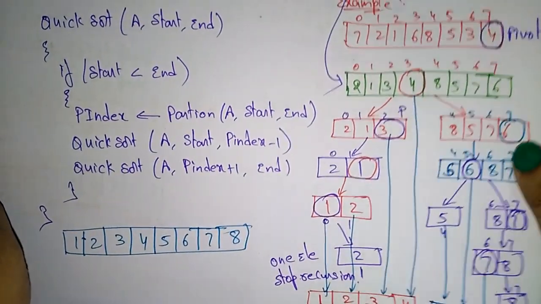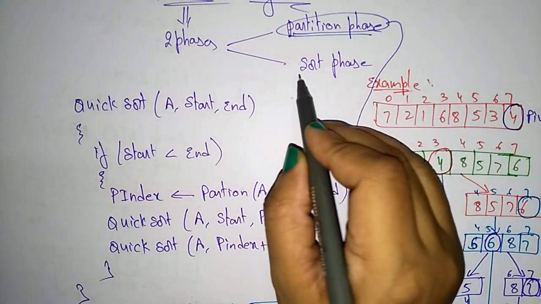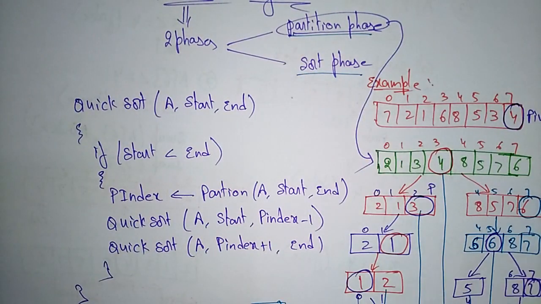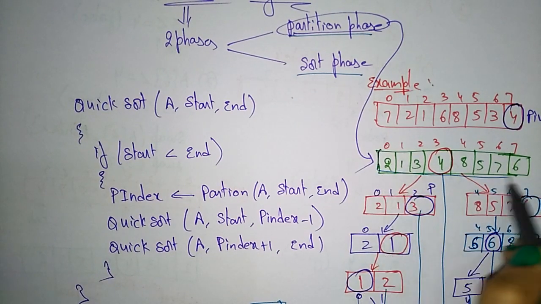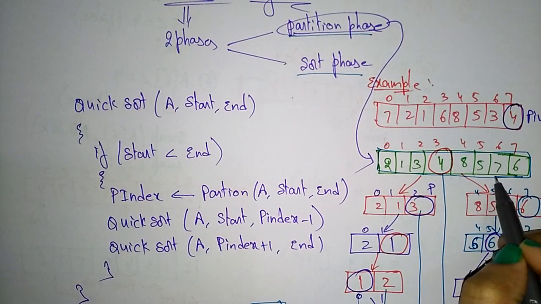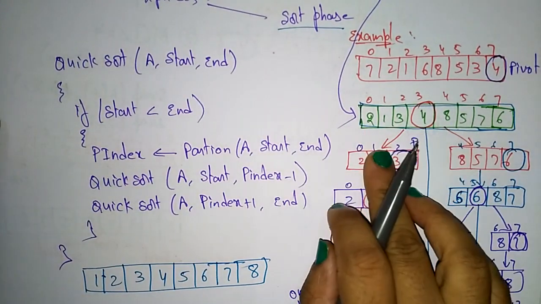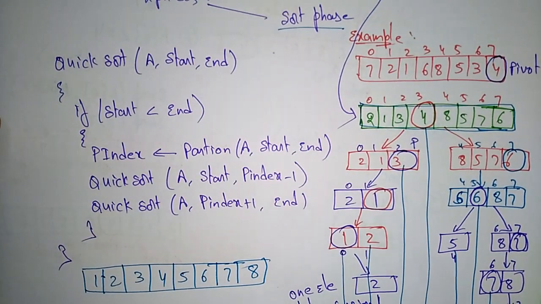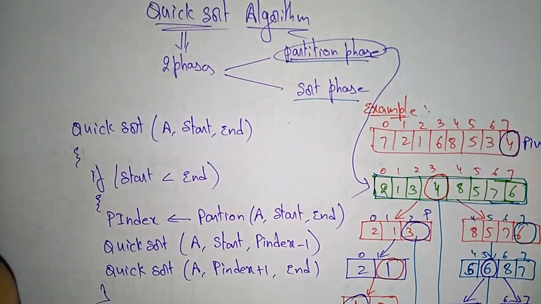The quicksort algorithm can be done in two phases. One is the partition phase and next is the sort phase. In the partition phase, we will find the pivot value and place the pivot value in the correct position. So this is the partitioned array. After partition, we have to divide the array into subparts and swap by using the pivot value. Okay. So this is about the quicksort algorithm. Thank you.